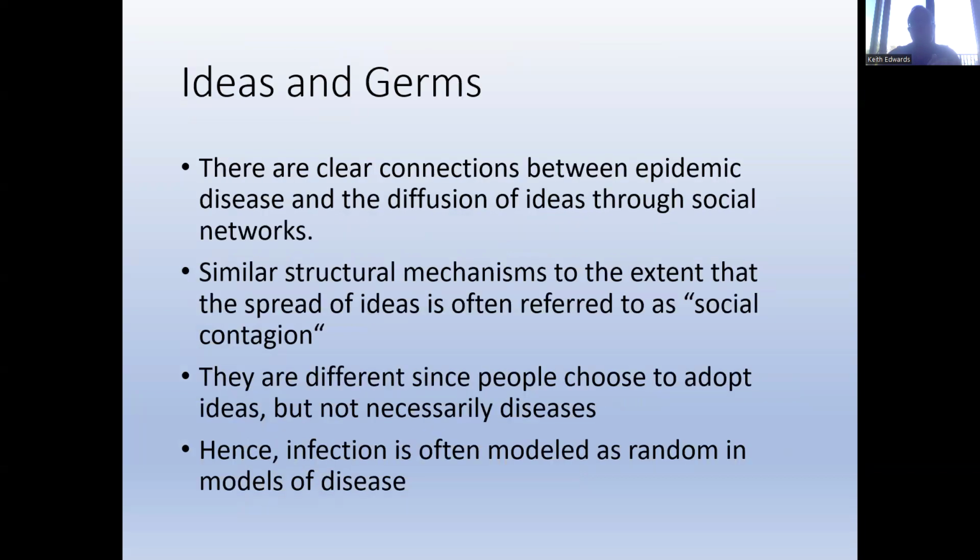So there are also some connections between epidemic disease and the diffusion of ideas through social networks, like when you say a video went viral. There are similar structural mechanisms, to the extent that the spread of ideas is often referred to as social contagion. But they are different because we choose to adopt these ideas or choose to consume and enjoy these videos or experiences online. But we don't necessarily choose a disease. In fact, I think most of us would probably not choose the disease. So infection in these types of networks is often modeled as random.